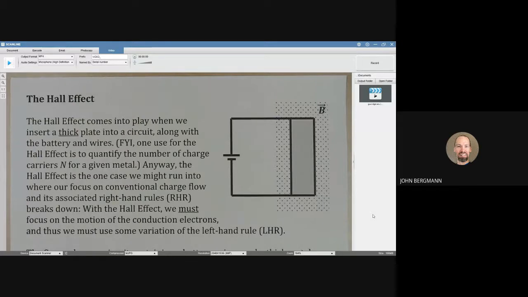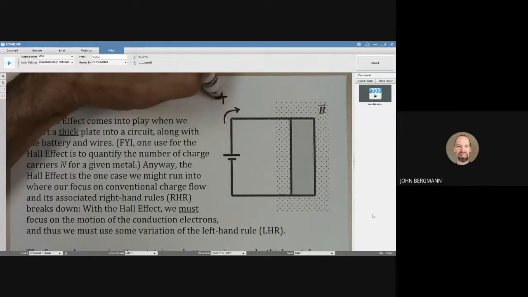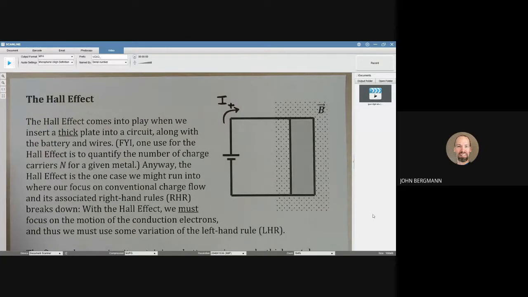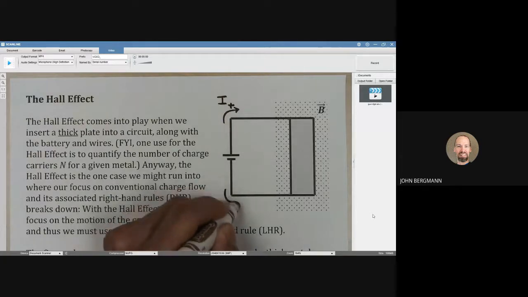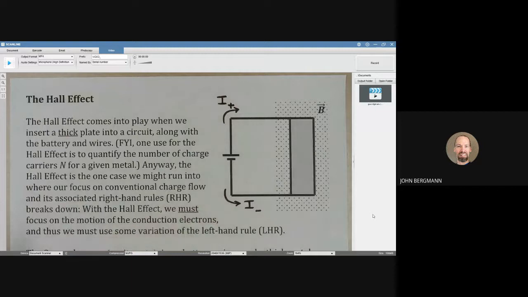Let's show the direction of conventional charge flow, and I'm going to label it I positive. Conventional charge flow would be in this direction, and I'm going to label it I with a little subscript plus there. That's conventional charge. The conduction electrons actually flow this way. I might label those with I with a little negative subscript there.